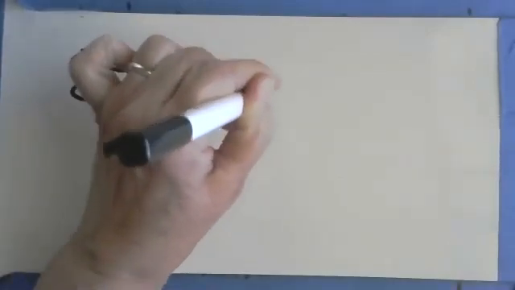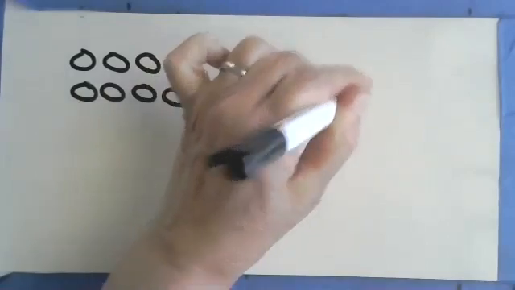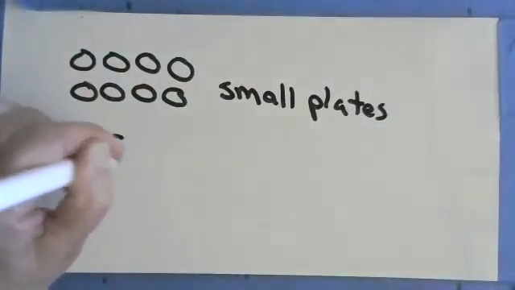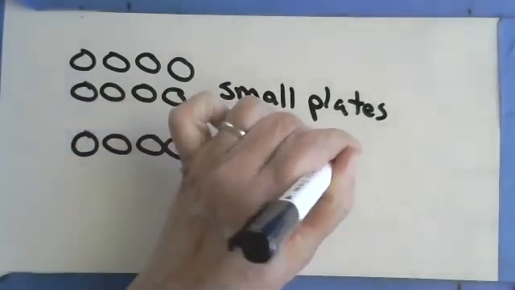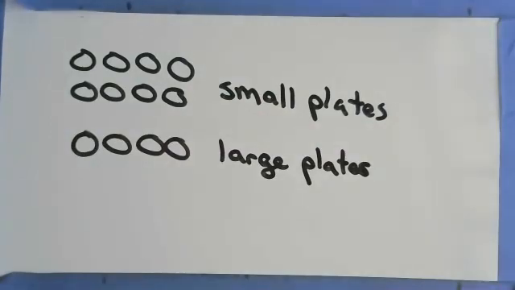For number 2, he washed 8 small plates and 4 large plates. So 1, 2, 3, 4, 5, 6, 7, 8 small plates. 1, 2, 3, 4 large plates. Sometimes people wonder if the large plates should be drawn large and the small plates should be drawn small. Should they be? I don't think it's a requirement. Could they be? I don't think there's anything wrong with that.